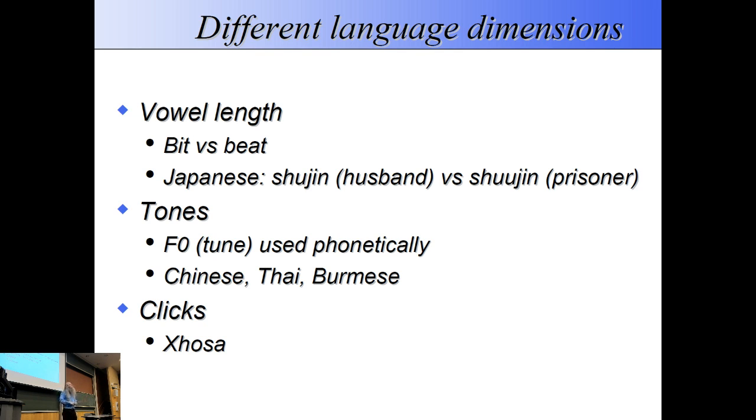F0, the tune in English and almost all languages, is often used for focus, for phrasing, for joining things together. But in some languages, it's used to give distinctions between actual words. So it's used phonetically, in that a different form means something different. So if you take the word ma in Chinese, there are 4 tones in Chinese. There's a neutral tone as well, but let's only talk about the 4 main tones. And depending on which tone you actually have in Chinese, you get at least mother, horse, okay?